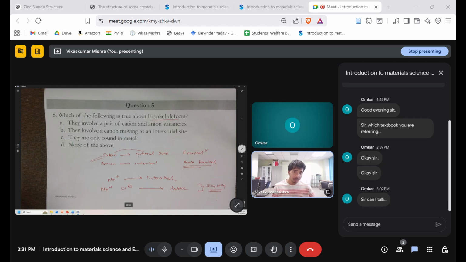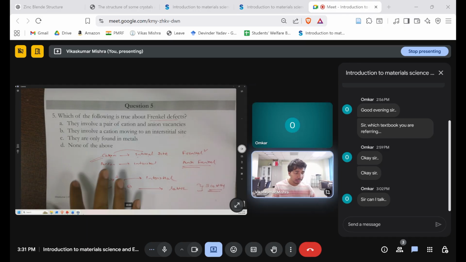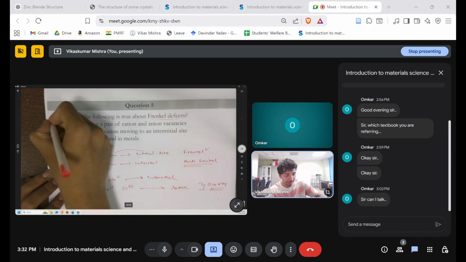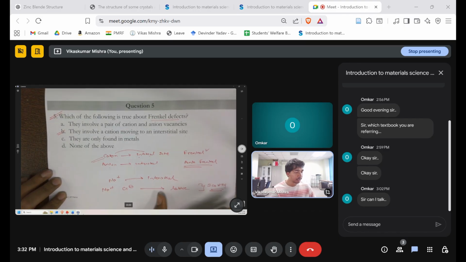Okay, sir. If the cation is moving to the interstitial site, we'll call it the Frenkel. If the anion is moving to the interstitial site, we'll call it the anti-Frenkel. Okay, sir. Great. So with that, I think the right answer is option B. Let's move ahead. Let's go to the next question.